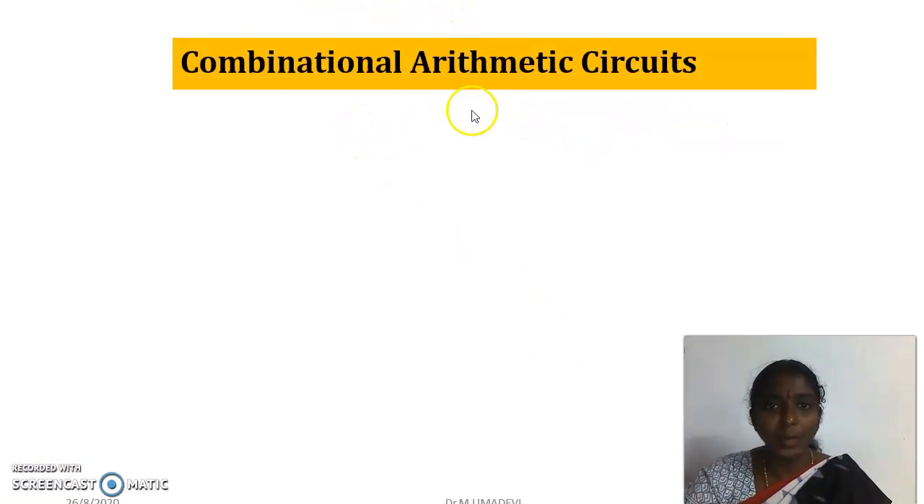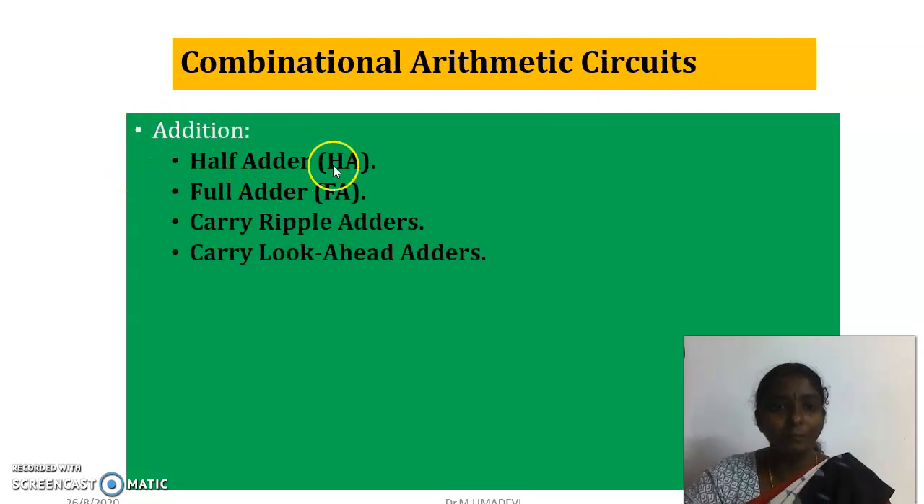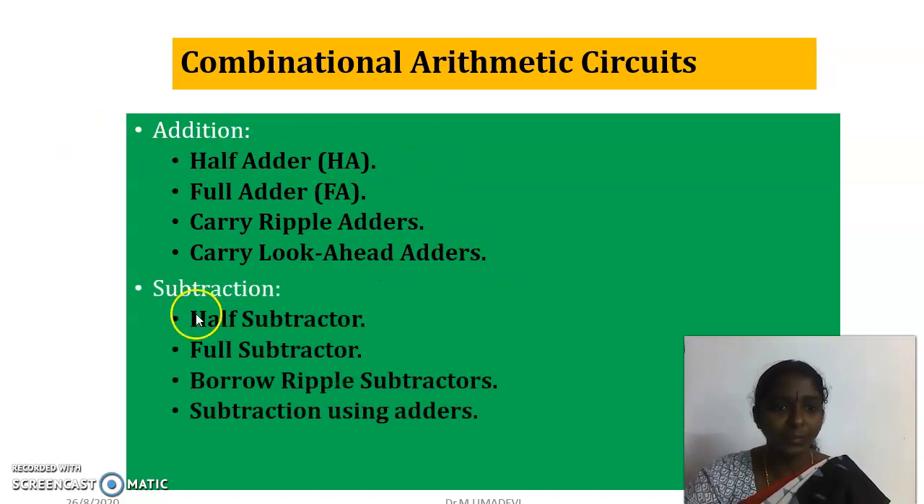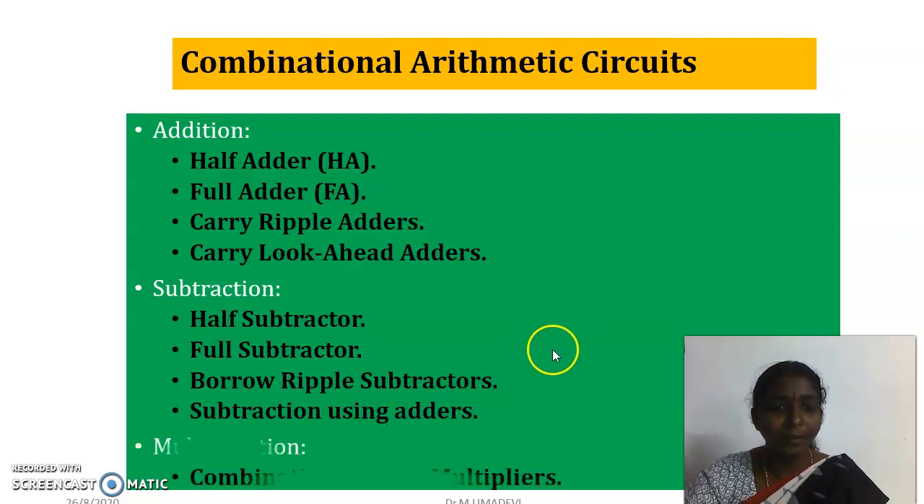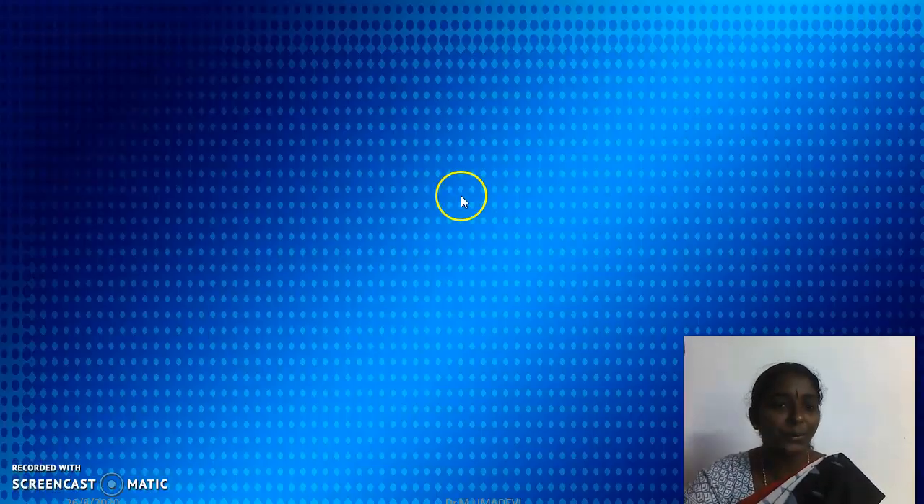So first one, combinational arithmetic circuit. Addition: half adder HA, full adder FA, carry ripple adder, carry look ahead adder. So these are the circuits which are used for the purpose of addition. Next one, for subtraction: half subtractor, full subtractor, borrow ripple subtractors, subtraction using adders. Then for the multiplication, combinational array multipliers. So these are the circuits that perform arithmetic operations. Out of these circuits, we'll see only half adder, full adder. In addition to that, we'll see control inverter.